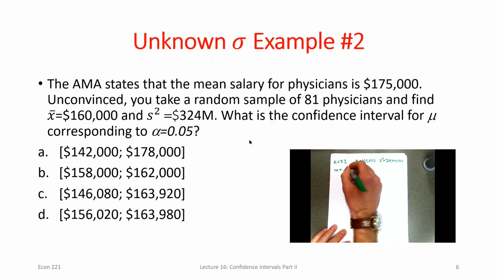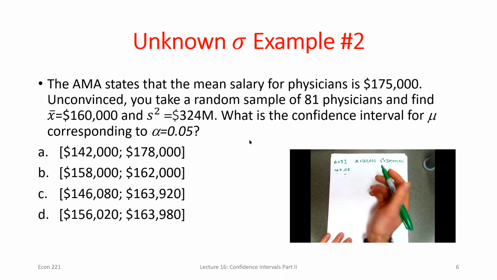And we want to build a confidence interval that corresponds to an alpha of 0.05. So what level of confidence is my confidence interval going to be for if I use this alpha of 0.05? Yeah, so that's just the 95% confidence level.